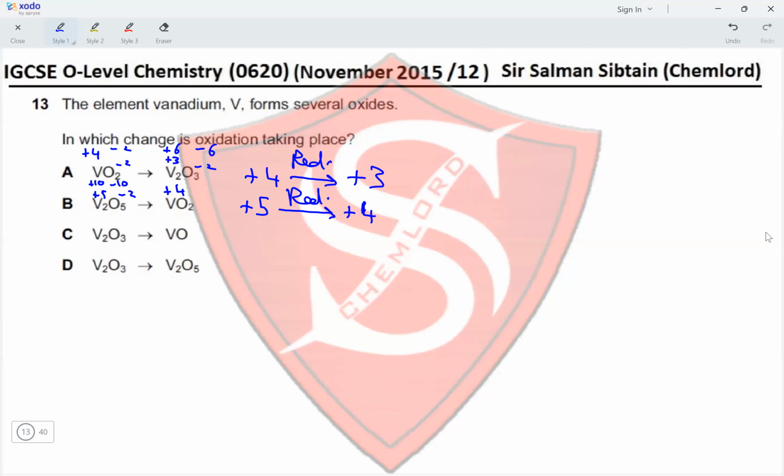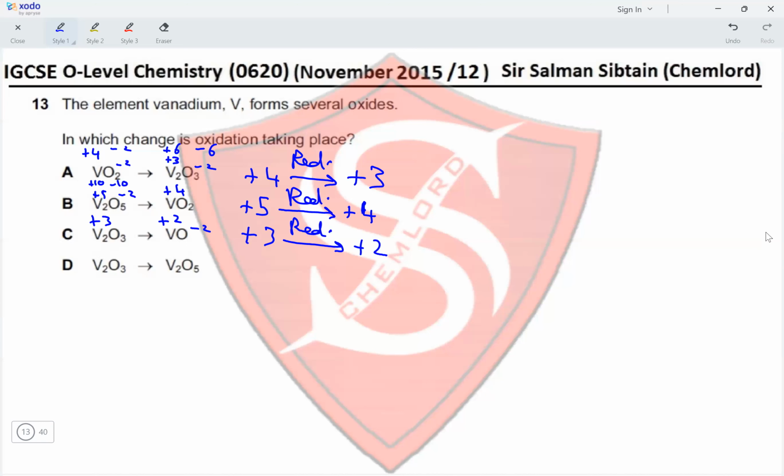Next, V2O3. We have solved this. V2O3 has a charge of +3, and VO. In VO, oxygen will have a charge of -2. So to balance this, vanadium will have a charge of +2. So in this case, +3 going to +2 is also reduction.